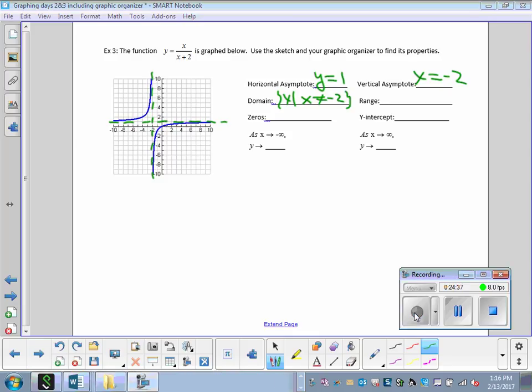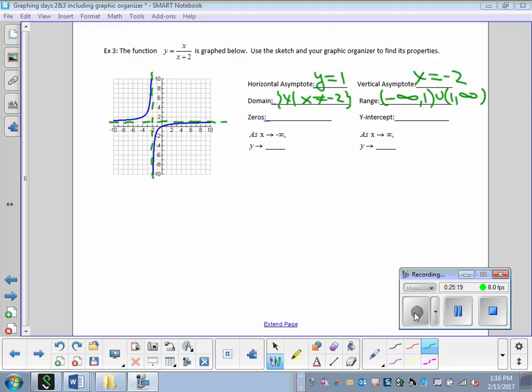Okay, so if the horizontal asymptote is y equals 1, then what does it mean for my range? What value is not included in the range, for example? 1. So the range would include everything from negative infinity to 1 and from 1 to infinity, but will not include 1. We will get very close to 1, but we will never have that point on the graph that will have y value 1. Good.